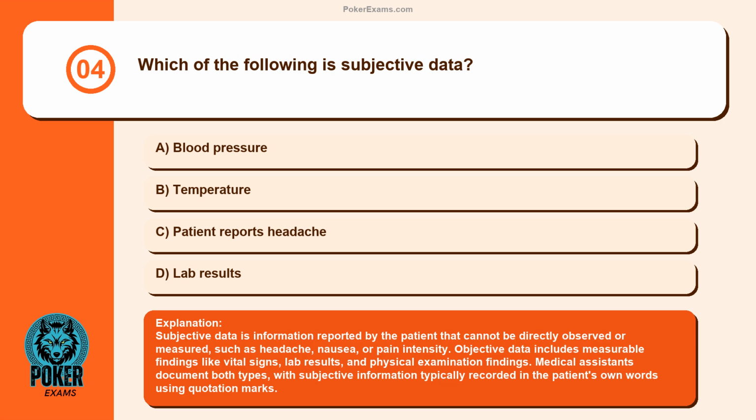Subjective data is information reported by the patient that cannot be directly observed or measured, such as headache, nausea, or pain intensity. Objective data includes measurable findings like vital signs, lab results, and physical examination findings. Medical assistants document both types, with subjective information typically recorded in the patient's own words using quotation marks.